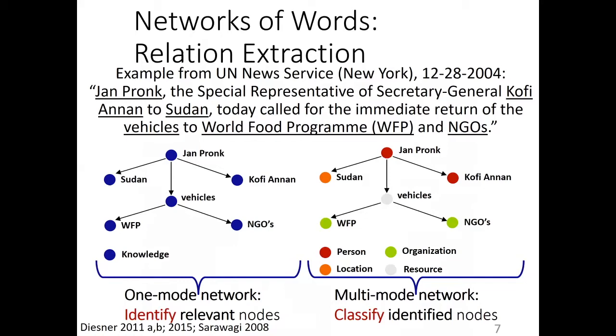So you can see here a short sentence about an event. And what we did was we underlined entities that are of interest to us in the sentence. For example, we marked up people, locations, organizations, and resources. These make the nodes in our resulting networks. You can see that these nodes are sometimes a one-word unit, such as vehicles, and sometimes they are an n-gram. For example, Jan Pronk. That's a bigram because it consists of 2 words.